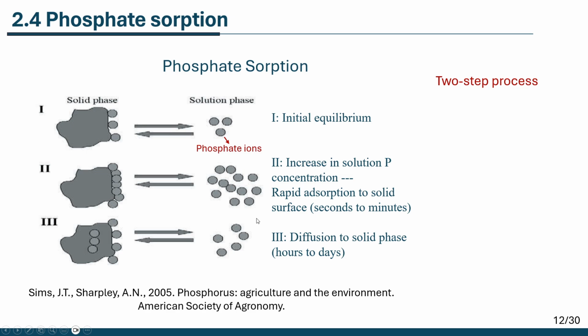And after that, the phosphate begins to diffuse into the solid phase. This isn't just one process, it is actually a combination of several processes that can take hours to days. Well, in simple terms, phosphate sorption is a two-step process. First, there is a quick and reversible process, followed by a series of slower, irreversible processes. This is phosphate sorption.